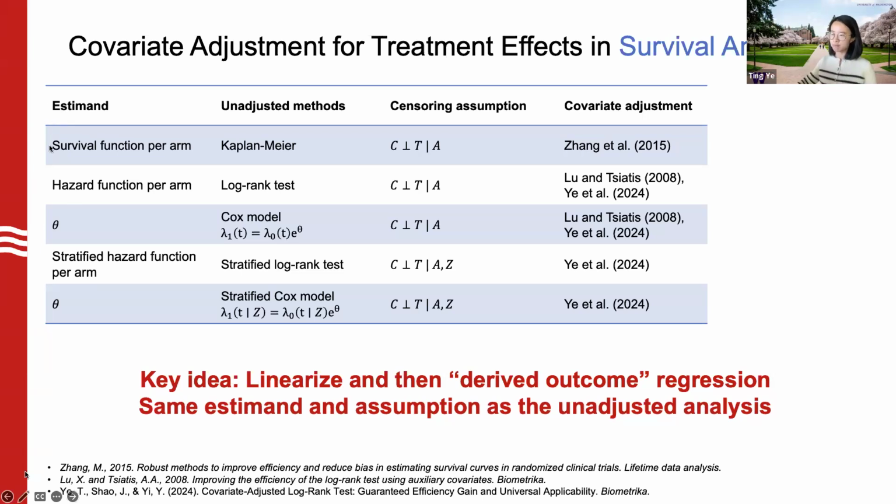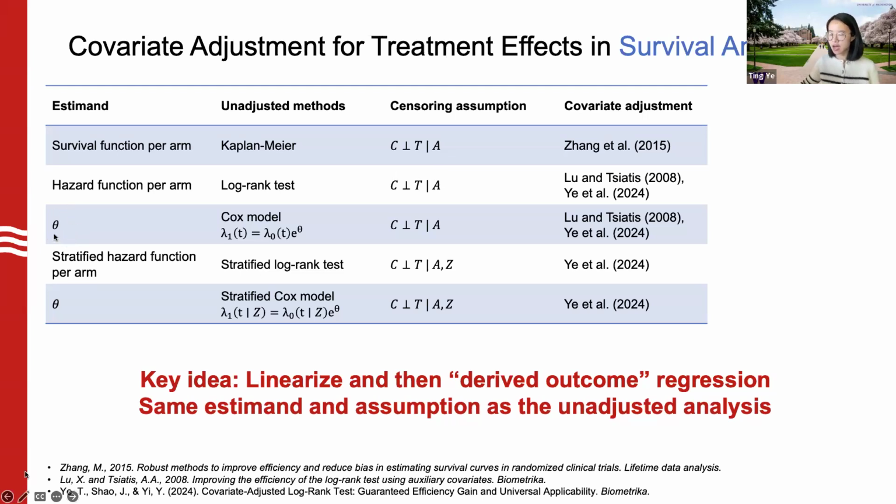And here I list a bunch of estimates that are commonly considered in current survival trials, which include the survival function, the unconditional survival function per arm. This is usually estimated by Kaplan-Meier. This is the unadjusted method, and it assumes the independent censoring assumption. Another estimate we care about is the unconditional hazard function per arm. If we want to test the null hypothesis that the unconditional hazard function is equal for two arms, then we use the log rank test. And this again makes a censoring assumption.